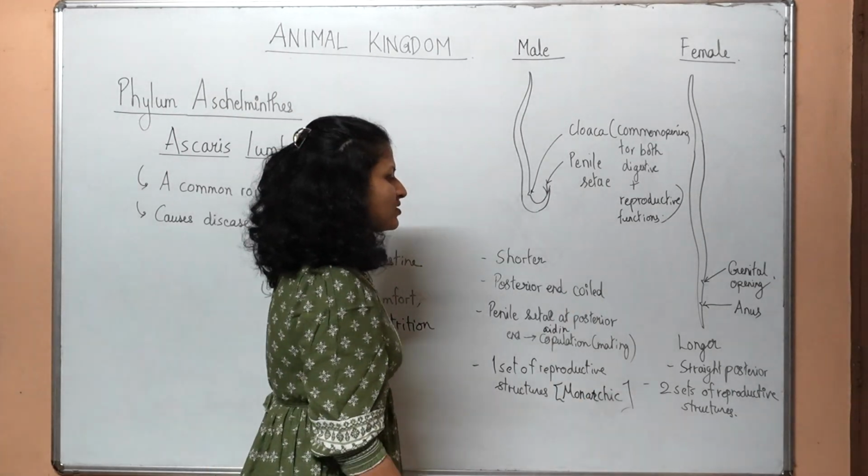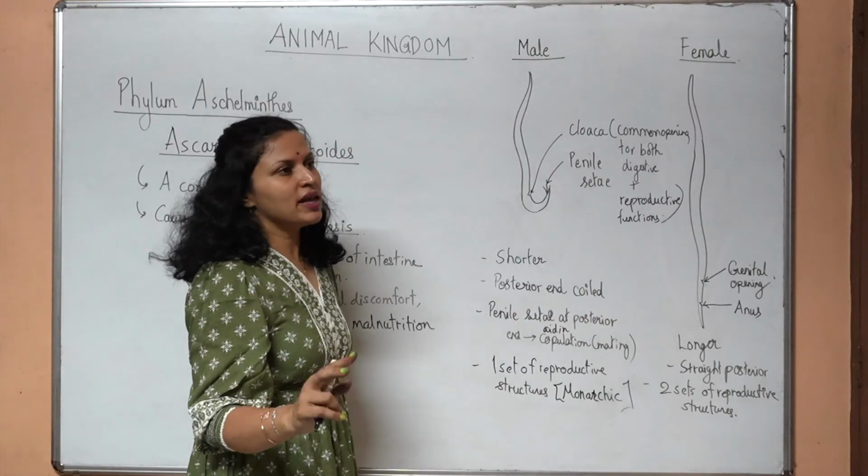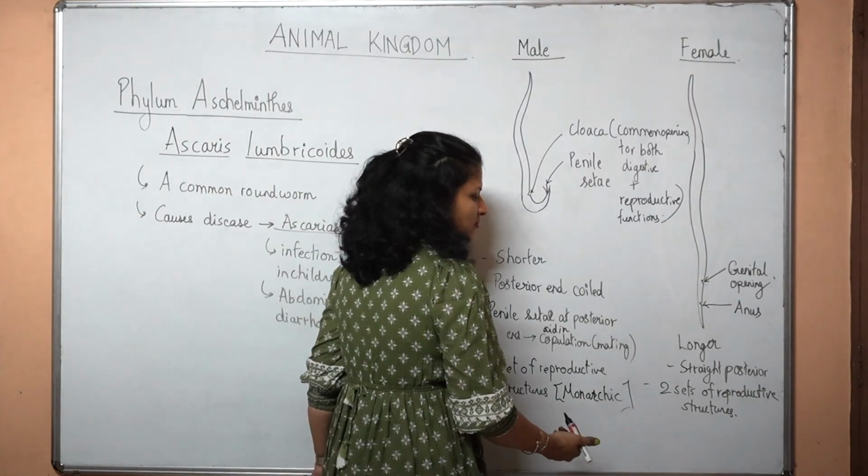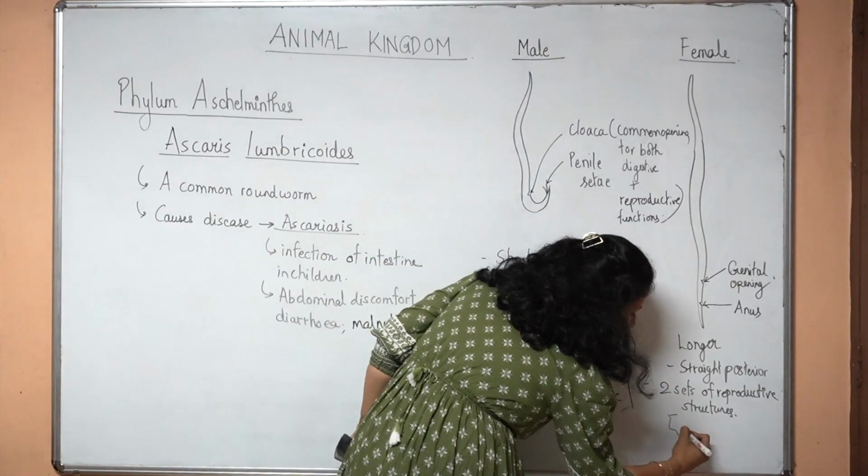Clear? And the female has two sets of reproductive structures. That is, she will have two pairs of ovaries and the other related features of the reproductive system. This feature in females is called didelphic.